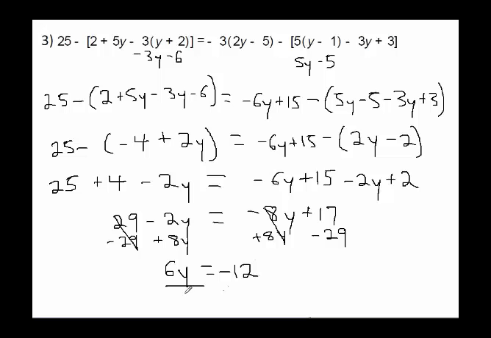And now you just simply need to isolate the y by dividing each side by 6. And you have y equals a relatively simplistic negative 2. Again, this is just some practice to get used to the idea of manipulating algebraic expressions, but hopefully you won't see something quite this complex on an exam.